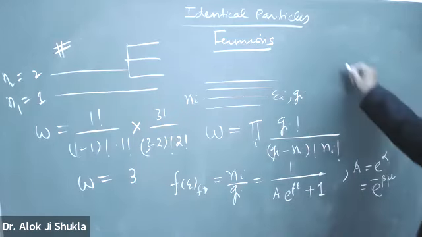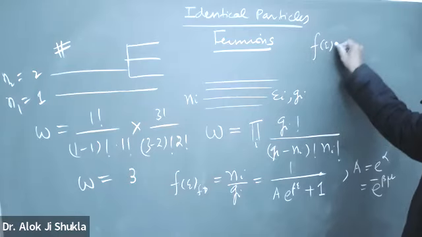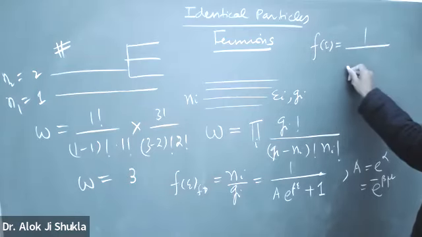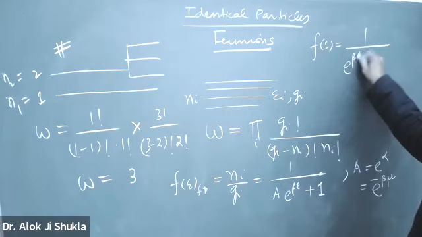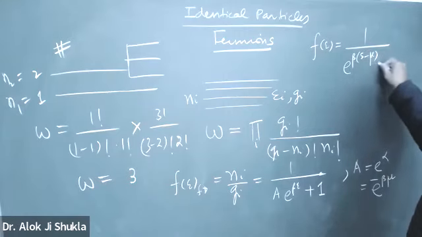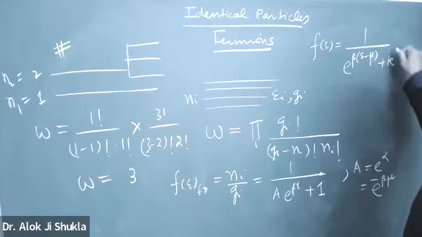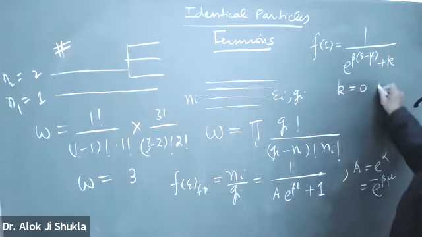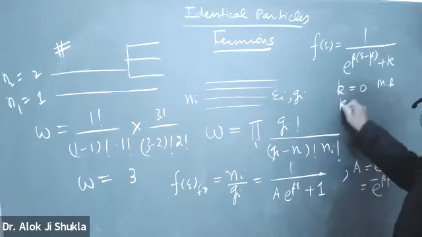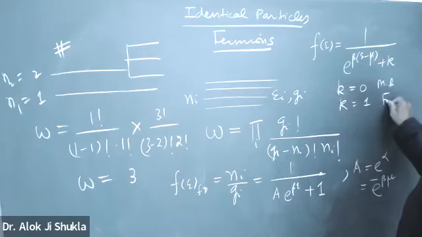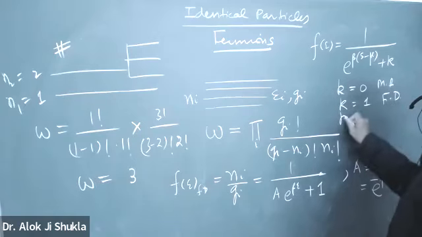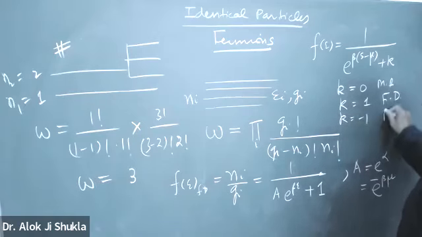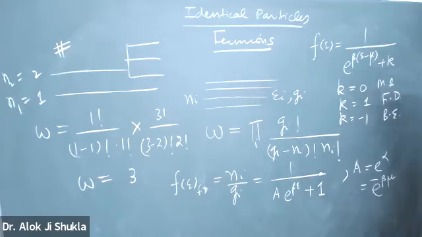How you will put it? F of E will be, कैसे लिखेंगे बताओ? 1 upon e to the power beta e minus mu plus k. Let me write it like this. If k is 0, it is Maxwell-Boltzmann. If k is 1, it is Fermi-Dirac. If k is minus 1, it is Bose-Einstein. समझ आया? ये previous year question है.